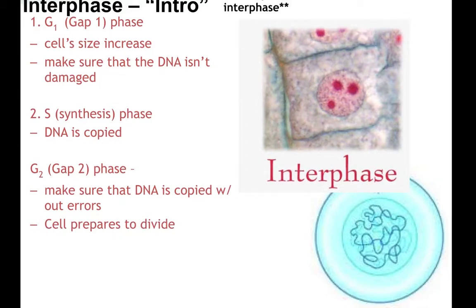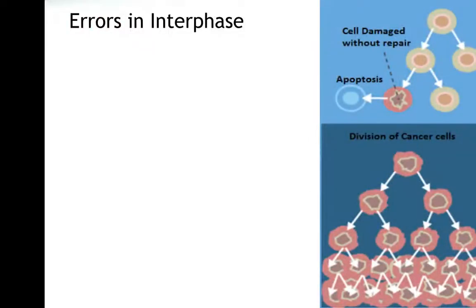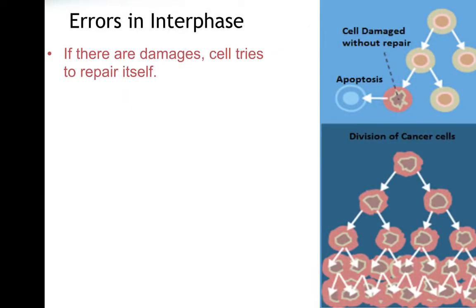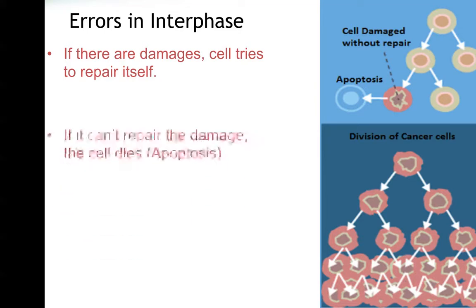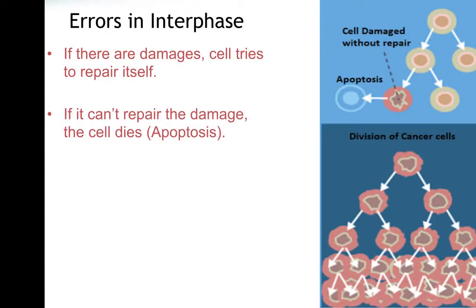A cell spends most of its time in interphase in order to get itself ready before it divides. If something goes wrong and the cell divides, then it'll continue to create more damaged cells. What happens if there is something wrong during interphase? The first thing that a cell does is to repair itself if it finds any damage. If it can't fix the problem, then the cell goes through a process called apoptosis, where the cell dies. This prevents the damaged cell from being copied even further.